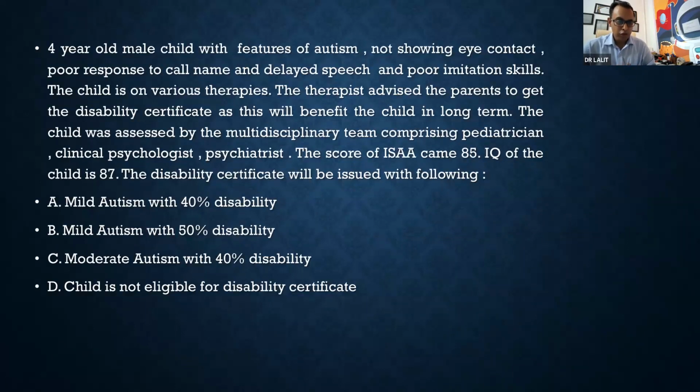So it can be either A or B. C is ruled out, that is one thing. And D we need to look out. So A and B are the two options which are left. Mild autism is definite, but whether it is 40 or 50% disability, let's see the IQ. The IQ is 87.